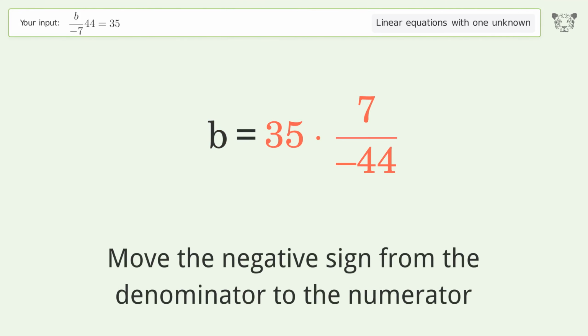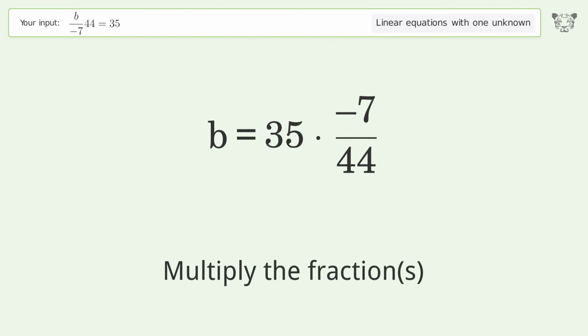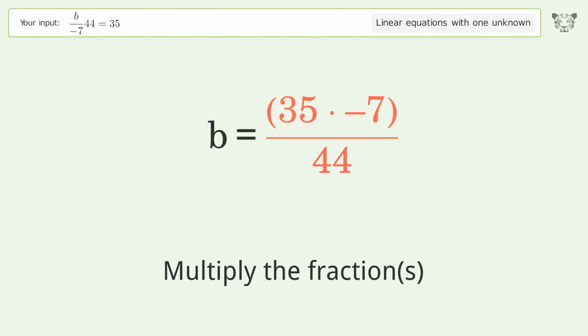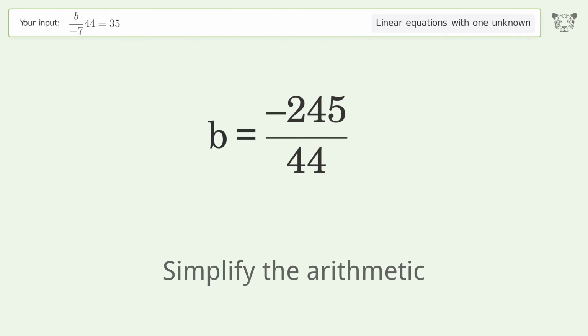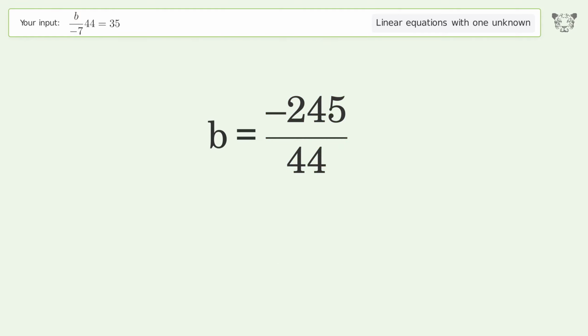Move the negative sign from the denominator to the numerator. Multiply the fractions. Simplify the arithmetic. And so the final result is b equals negative 245 over 44.